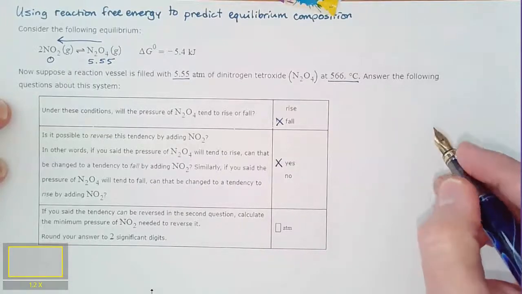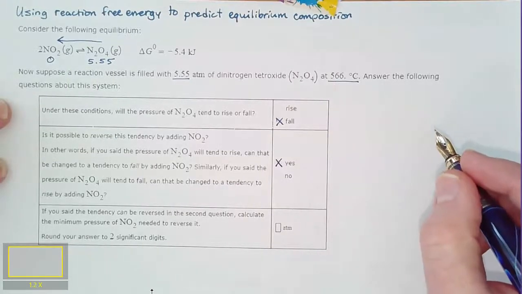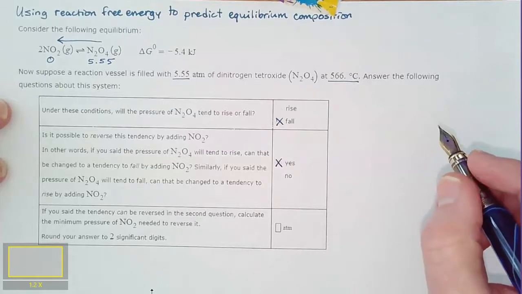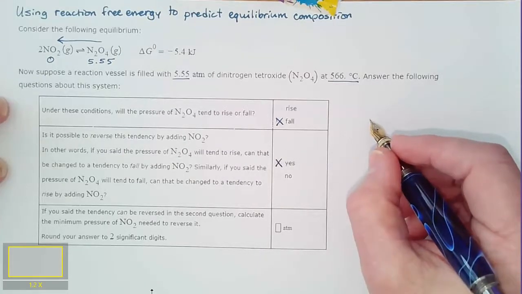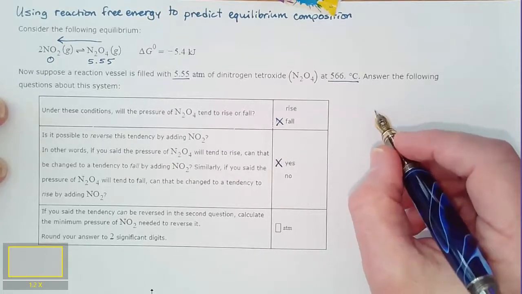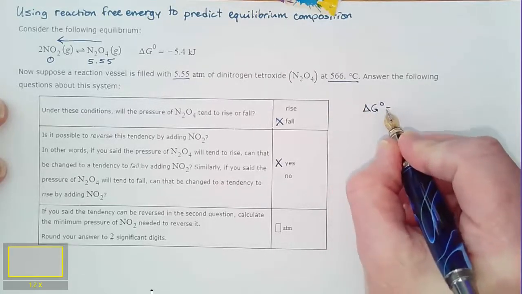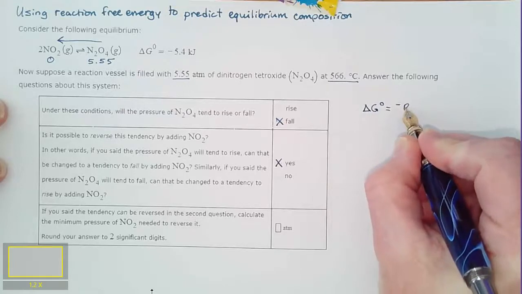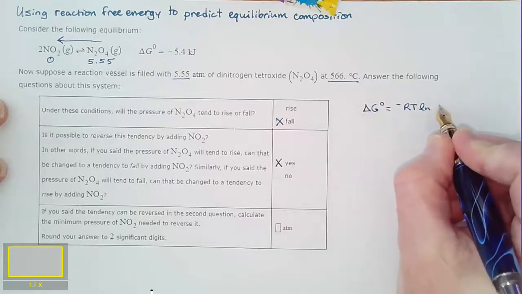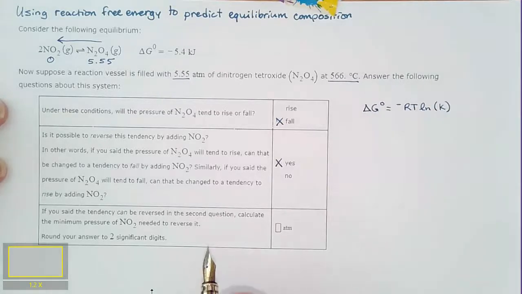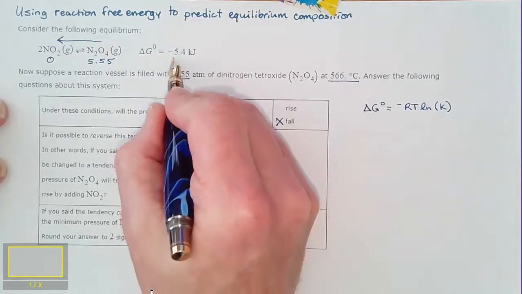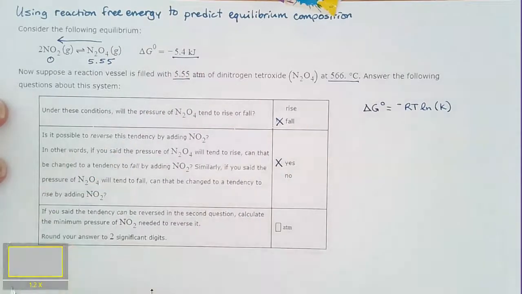So now the third part is where all the fun is, and that is a considerably harder question. And I suggest that we approach it by first calculating the equilibrium constant. So we should remember that delta G0 is equal to negative RT times the natural log of K. And we're given a delta G0 of negative 5.4 kilojoules. So let's go ahead and calculate the natural log and then K itself.